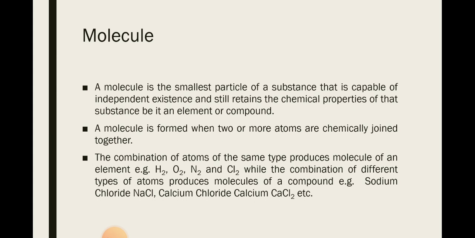An example is the hydrogen molecule, with the symbol H2. We also have the oxygen molecule, nitrogen molecule, and chlorine molecule. These elements exist as molecules. Other examples, made from different types of atoms, are sodium chloride and calcium chloride. Just know that a molecule is a substance formed when two or more atoms are chemically joined together.